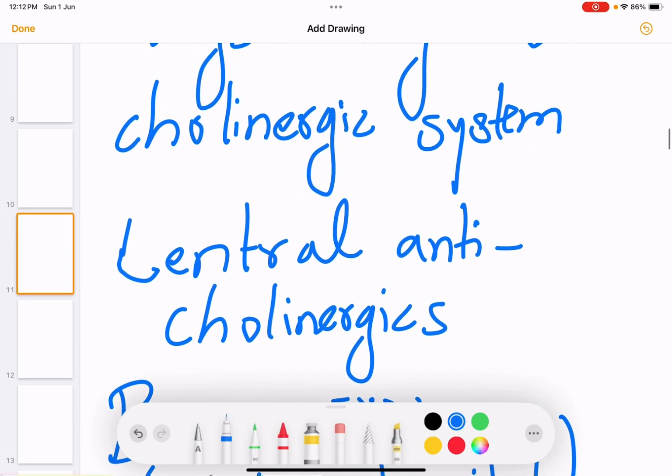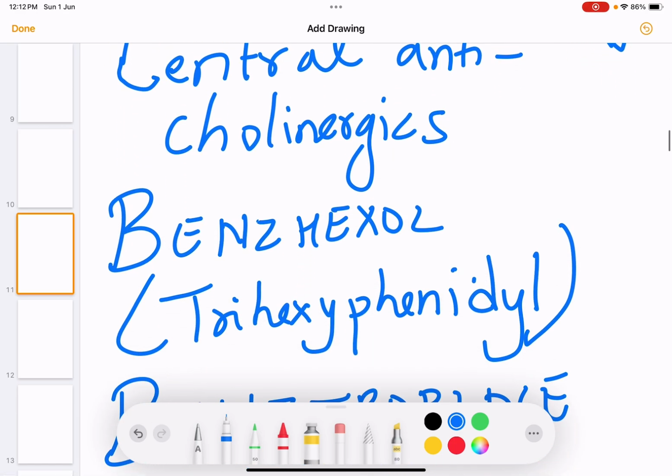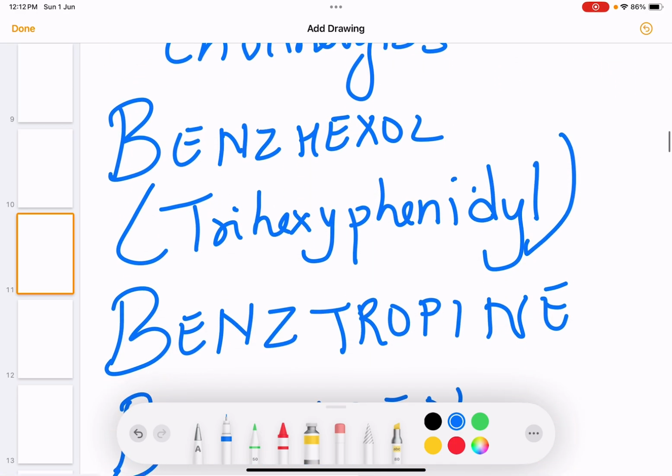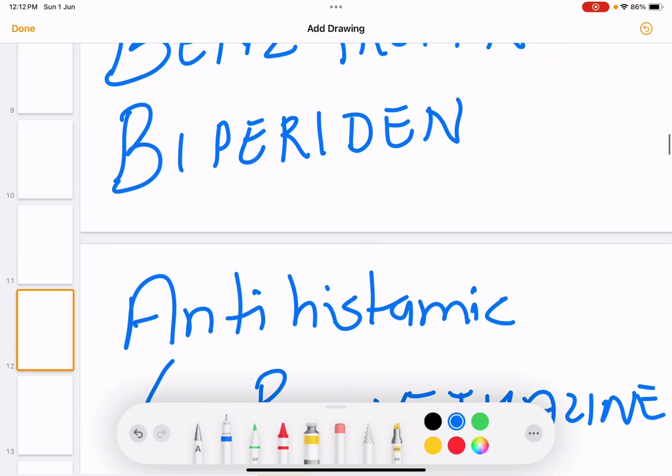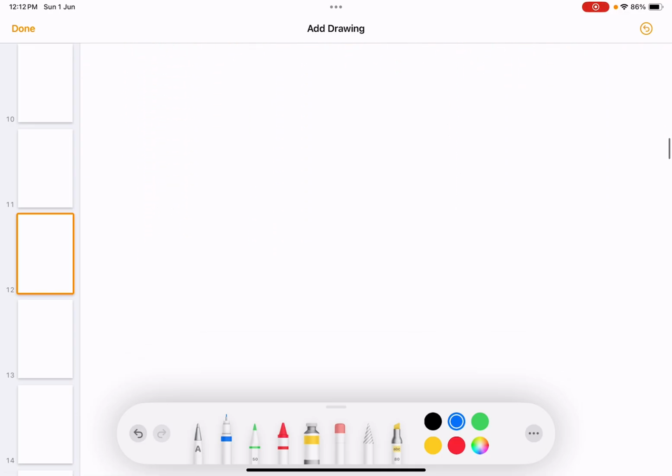So in drugs acting on cholinergic system we have two types: centrally acting anticholinergics and antihistaminics. In centrally acting anticholinergics we have benzhexol, benztropine and biperiden. In antihistaminics we have promethazine. So this is the classification of drugs used for Parkinson's disease. Now we will discuss the individual drugs. First coming to levodopa.